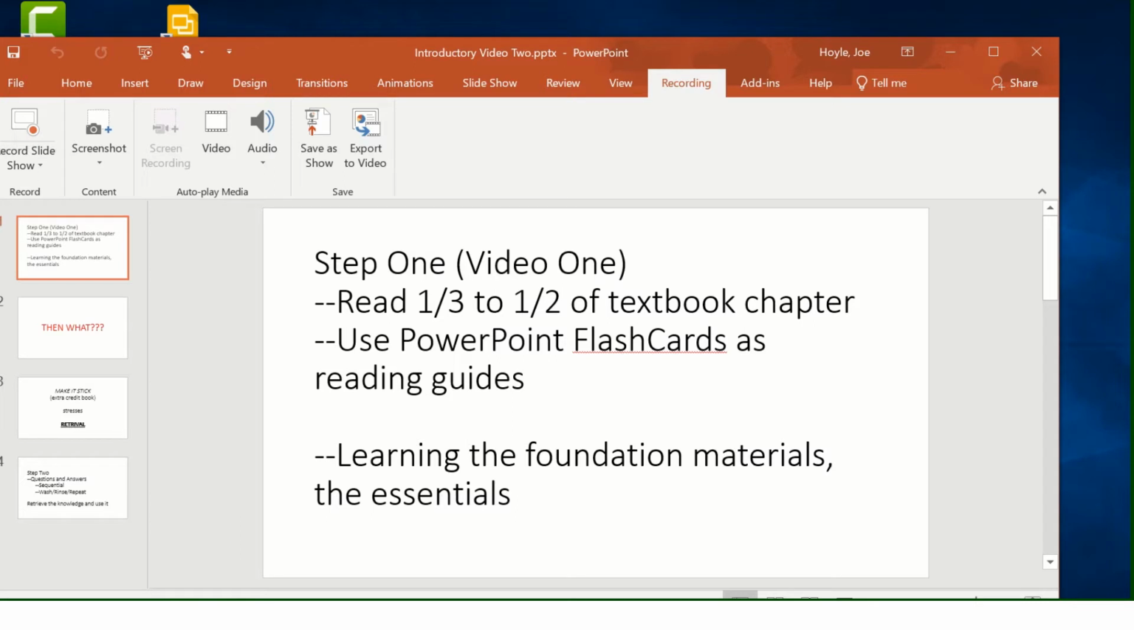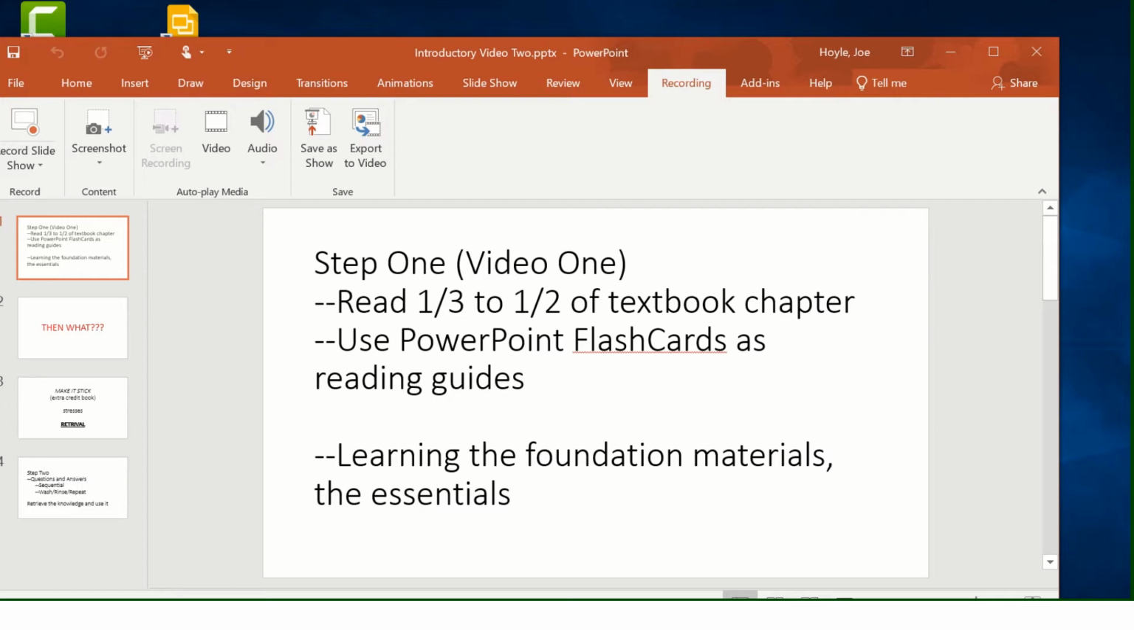I think you will do great as long as you understand that there is a logic behind what I am doing. So I've already sent you one video on our guided reading using the PowerPoint flashcards. My idea here is that everything starts with your reading the chapter. You need to be able to understand that.